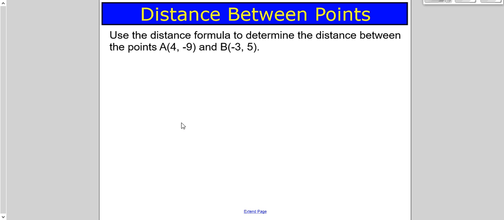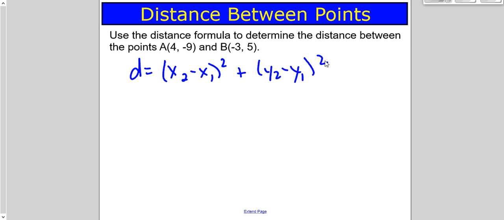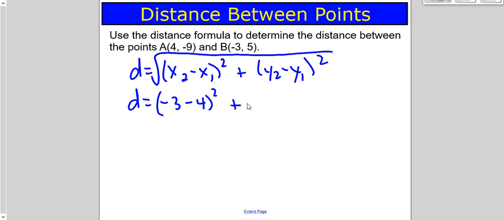So you give it a try. Pause it here, give it a try, come on back. Now remember, we are using our distance formula. Just write it out again. If you keep writing it out, there's a better chance you'll remember it without having to look it up. So x2 minus x1 squared plus y2 minus y1 squared. So my distance is going to be -3 minus 4 squared plus 5 minus -9 squared.